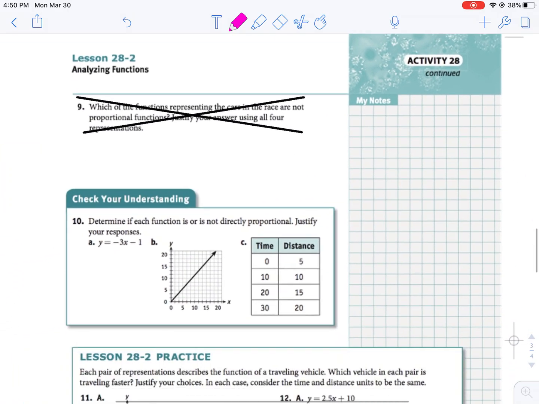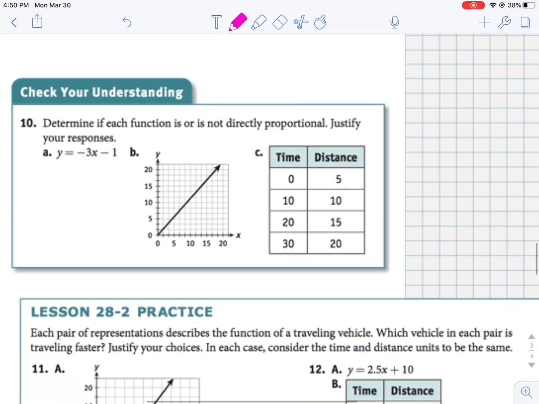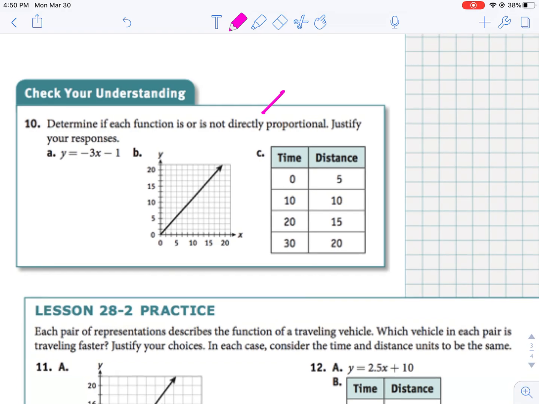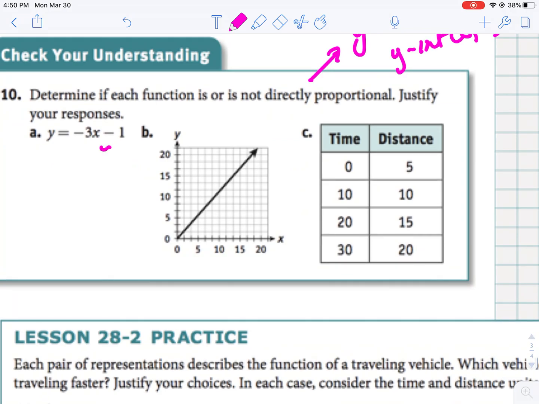All right, so the last thing I want to do is this check your understanding in number 10. And it says determine if each of the functions is or is not directly proportional. And remember, we just talked about the fact that directly proportional has to be in the form y = kx, and it has to have a y-intercept of (0, 0). So you guys were really good at these on the last quiz, so that should be pretty easy to do, I would hope. So if you take a look at the first equation, there's our y-intercept right there.